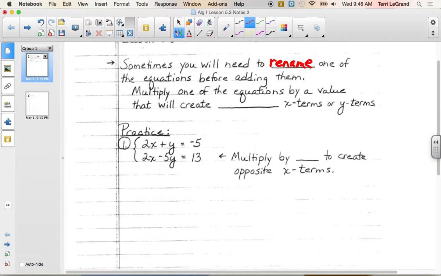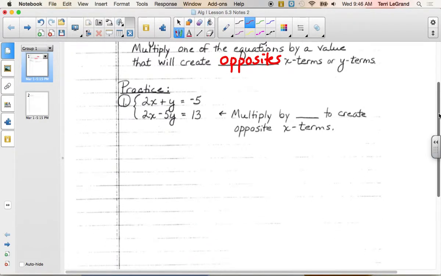So what you're going to do to rename them is multiply one of them by a value that will create those opposites that we needed, that were not there like they were in the ones we dealt with yesterday. So we need to create the opposites today. And today I've picked out problems where you should only have to rename one of the equations. So you get to decide which one to rename, but make it so you only have to rename one of them, okay? Don't get ahead of yourself.